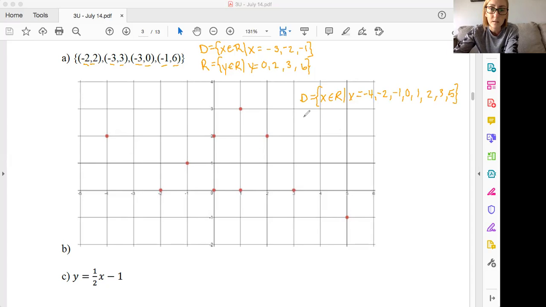Again, it gets long. Range, now we're going to look at our y values that are included in our graph. So y is equal to, and we're going to start from the bottom and go up, that way they're in order. So we do have one at -1. We have one at 0, 1, 2, and 3.